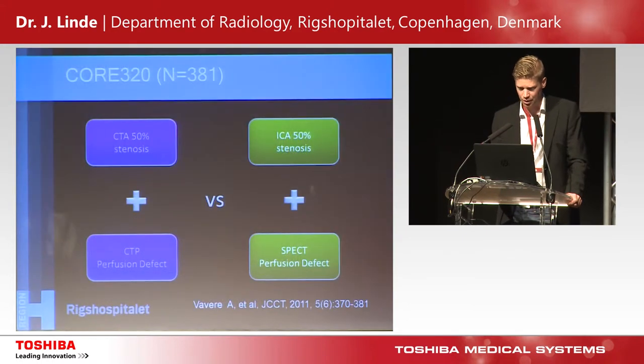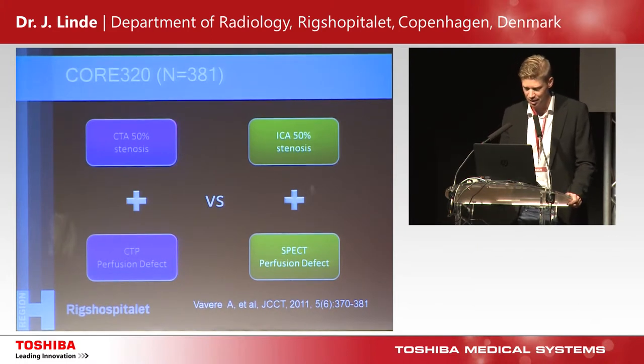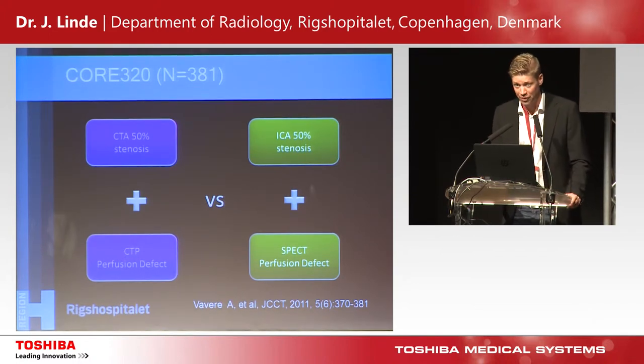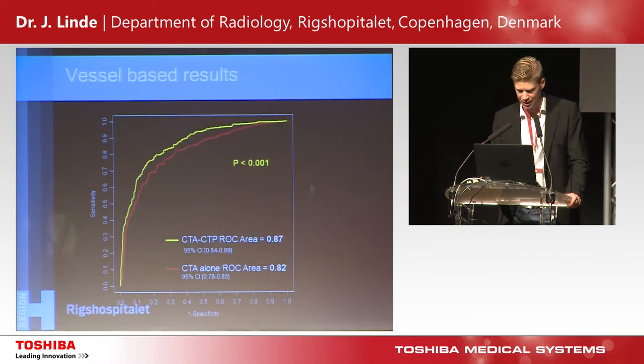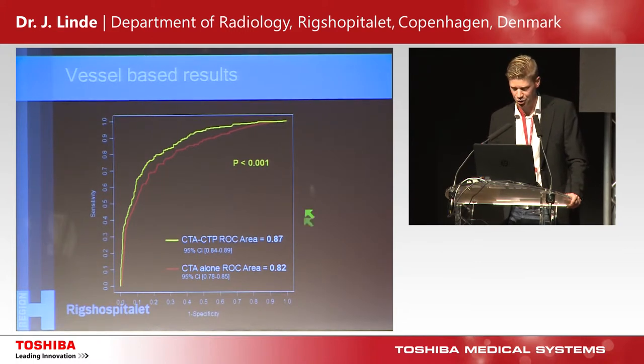And this study in 381 patients compared the combination of CTA stenosis more than 50% plus perfusion defect, and it was held against the gold reference, which was more than 50% stenosis on invasive coronary angiography combined with a perfusion defect on SPECT. So what they found, this is kind of the main result, is that the area under curve increased from 0.82 with CTA alone to 0.87 with the combined CTA plus CTP.